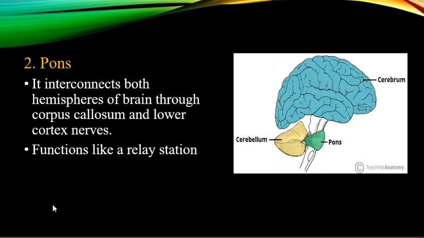Next, move to the second part of hindbrain, that is pons. Pons interconnects both the hemispheres of the brain through corpus callosum and lower cortex nerves. What is the purpose or the function of pons? Pons serves as a bridge between both hemispheres, and it is also involved in the relay processes. It functions like a relay station. Relay station sends messages to the other parts of the brain. Okay.